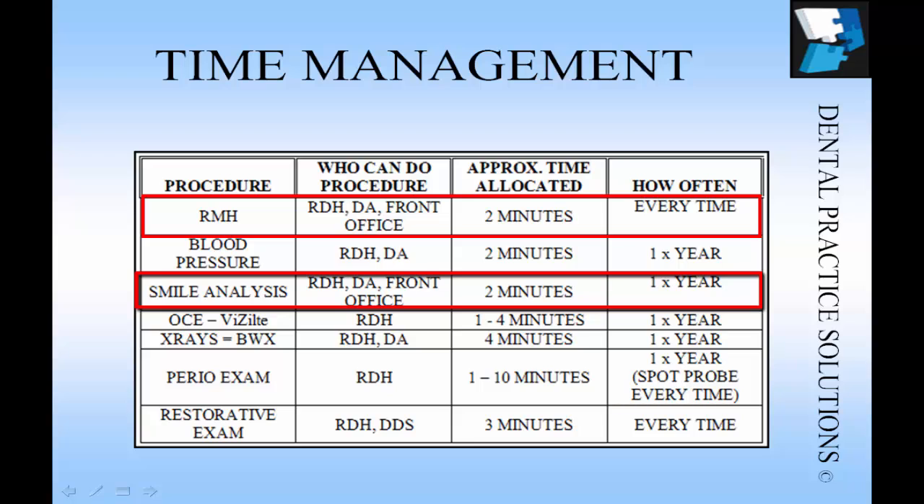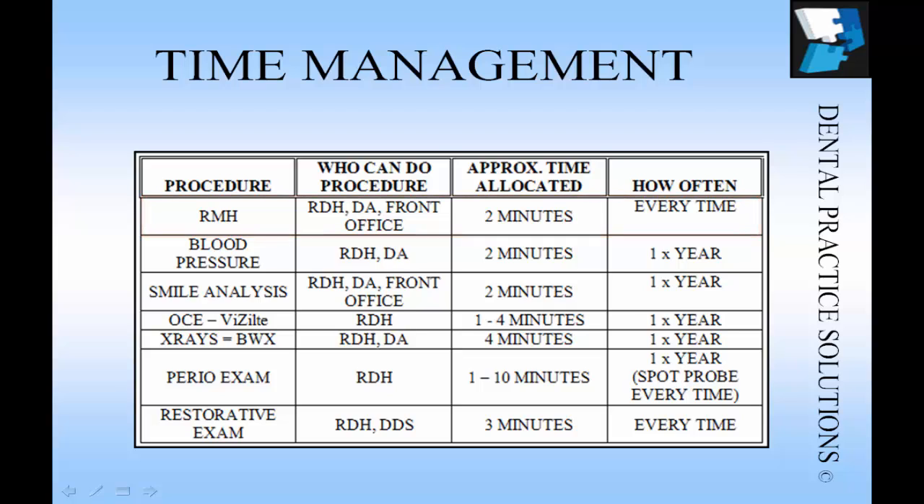So as you see, I've outlined this. For example, the review of medical history should take maybe 1 or 2 minutes when you know that patient well. The blood pressure, if you're using just that simple wrist cuff, it's going to take 1 or 2 minutes max. And the smile analysis, just once a year, maybe 2 minutes. Some of you are using Visalite, Velscope, some of these oral cancer technologies. That might take 4 or 5 minutes. But every time the patient comes in, you are going to provide some type of oral cancer screening, whether it's just feeling, palpating, that sort of thing.